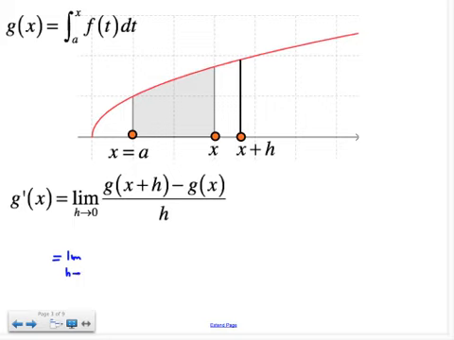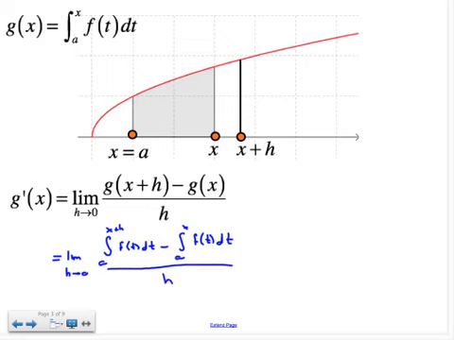Now what is g of x plus h interpreted as? Okay, g of x plus h would be what I would get if I plugged in x plus h everywhere I saw an x into function g. So g is this integral function, so g of x plus h would be the integral from a to x plus h of f of t dt. So far so good. g of x is explicitly defined as the integral from a to x of f of t dt. And this is all divided by h.